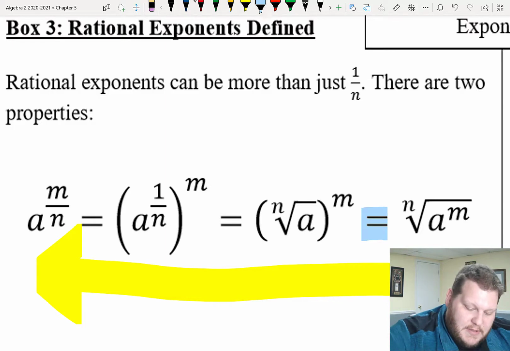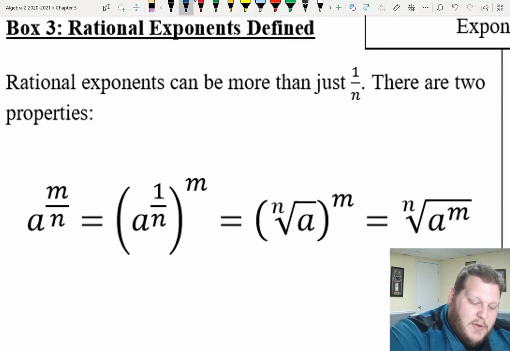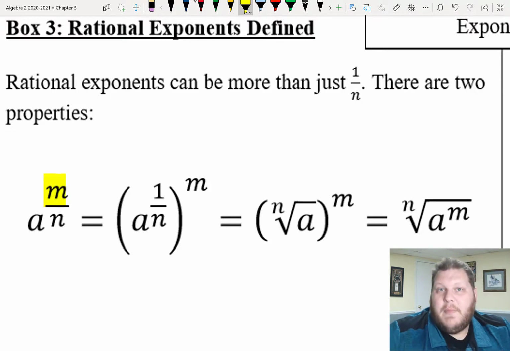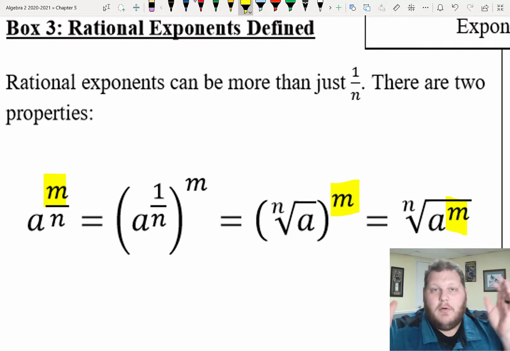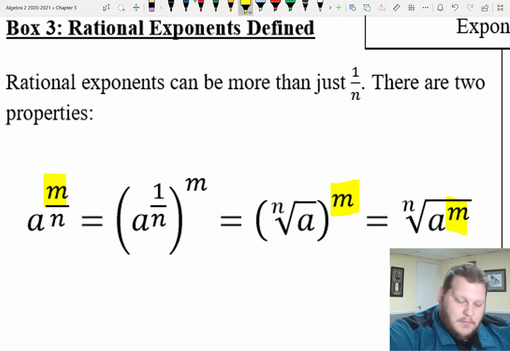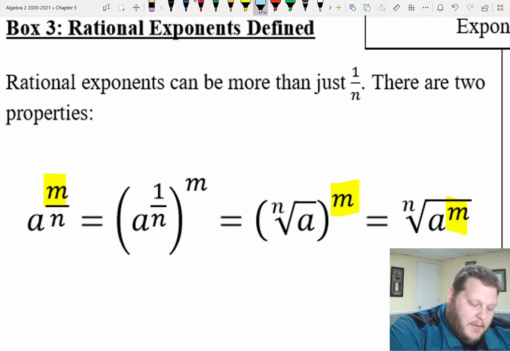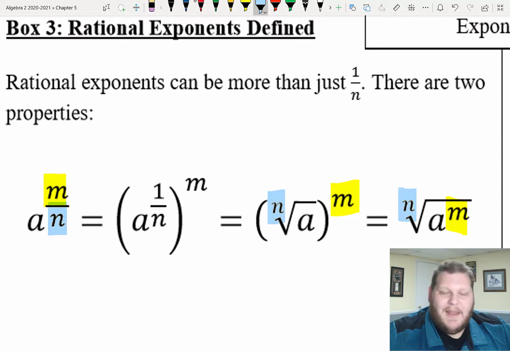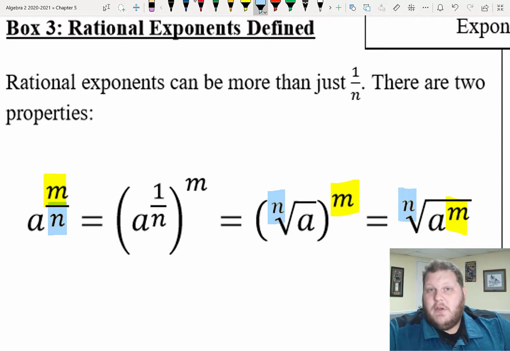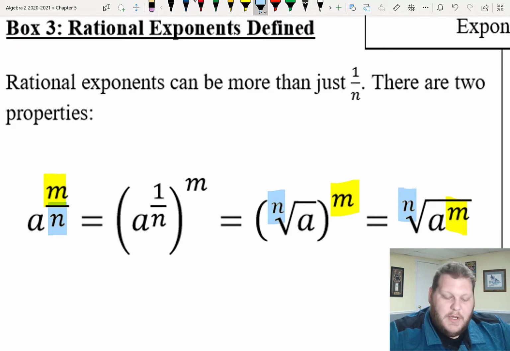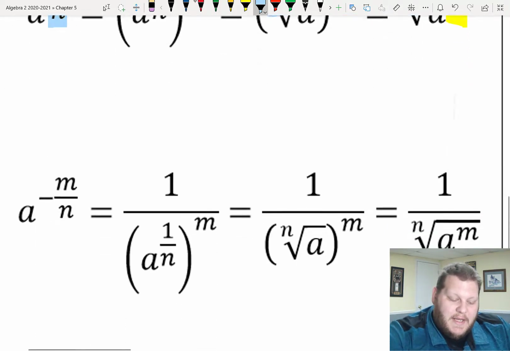So notice some things that I'm highlighting. I'm just going to focus on the two end caps here. Notice my m, which was the top of my fraction, is the exponent, either on the a directly or outside of all of the a. And then the bottom of the fraction becomes my root, my nth thing. So usually we're dealing with the two ends of these equations.